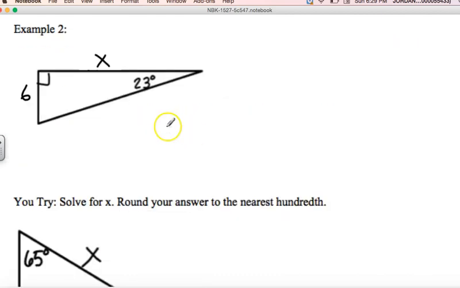Alright, let's do another one. So again, let's remember SOHCAHTOA. You're going to use this a lot on these, so you need to make sure you remember the word. Alright, so right here, first question. What is it we know?